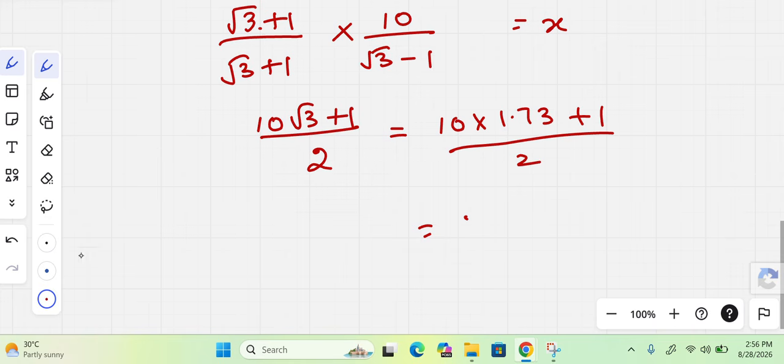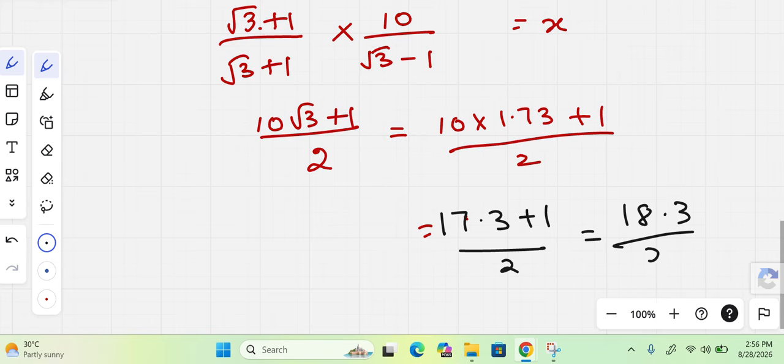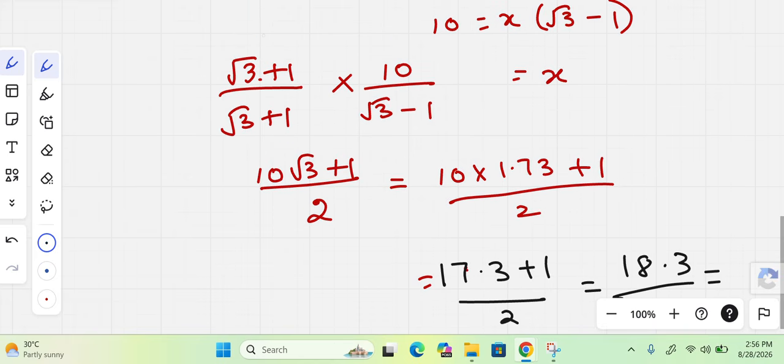You can never cut, ma'am. There is a plus sign. It's an expression. You can never cut. 17.3 plus 1 by 2, which is 18. Ma'am, won't it be 10 root 3 plus 10? Plus 10. Oh, it is. So ma'am, won't it be plus 10?